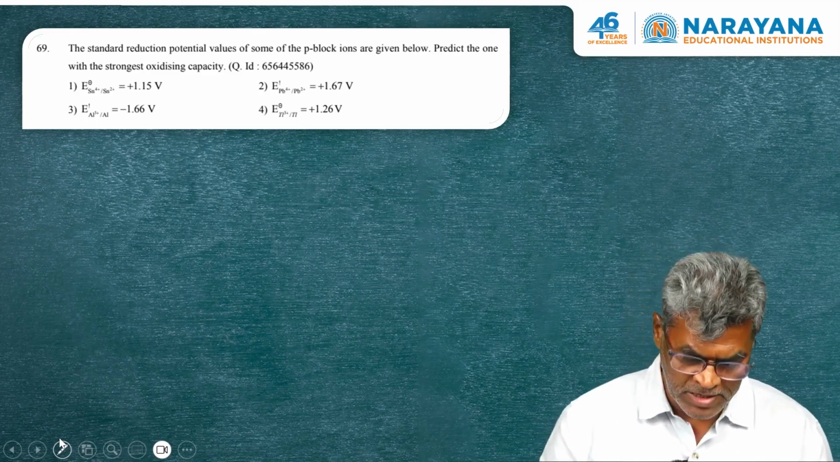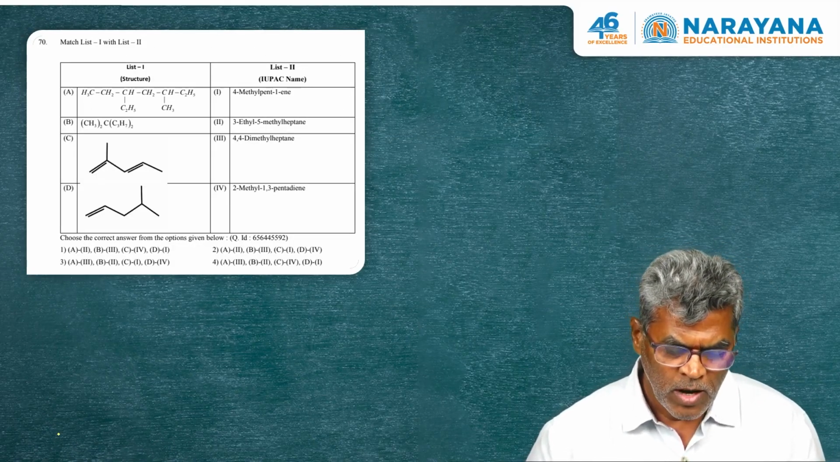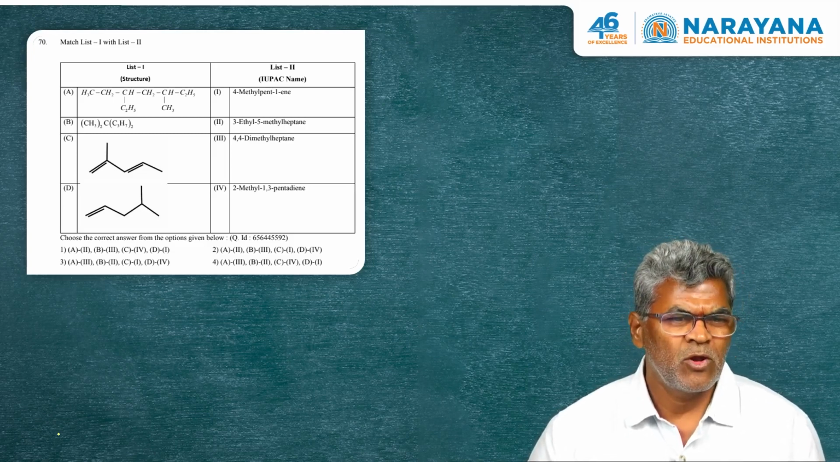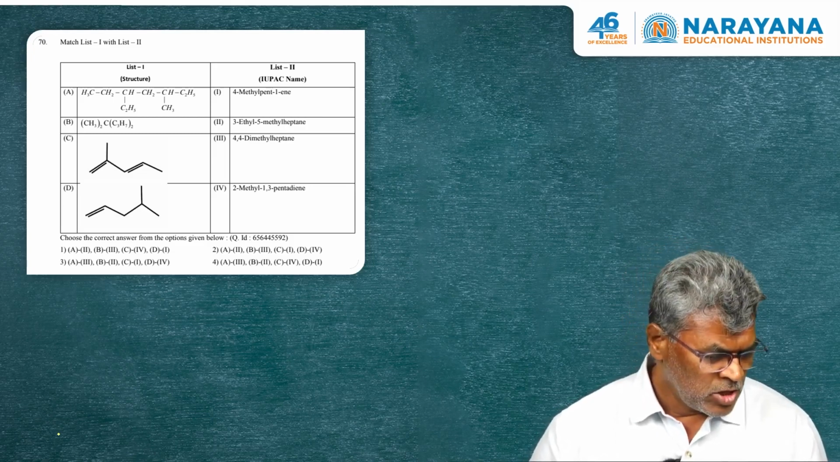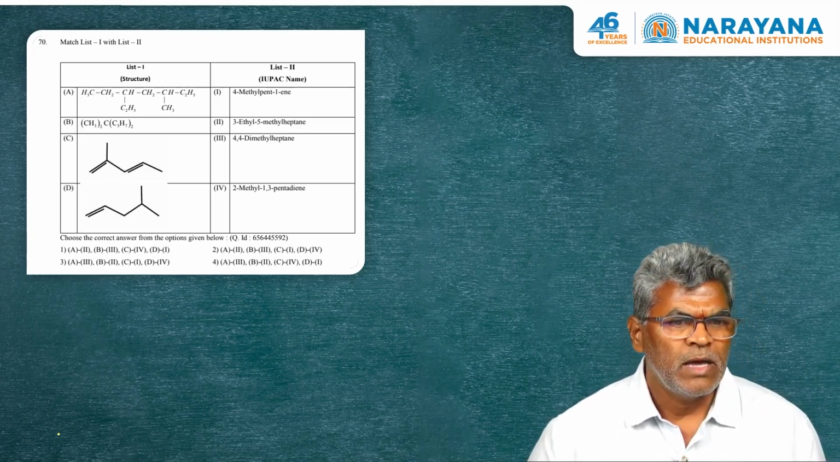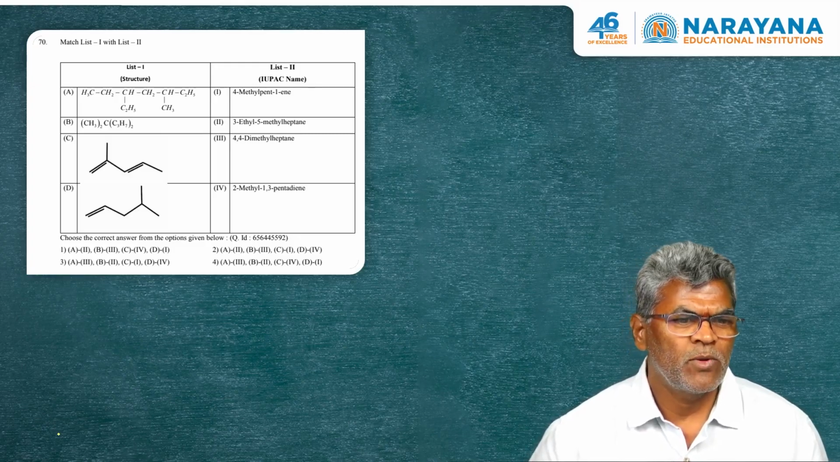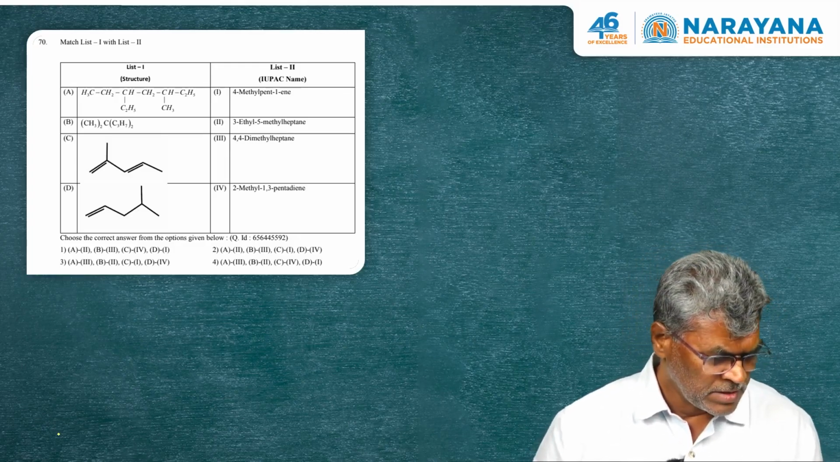70th question, that is IUPAC nomenclature, a well known concept, right. You can give, so it will be A, it will be 2 and B, it will be 3. So, overall it will be the first option, all IUPAC nomenclature, right.